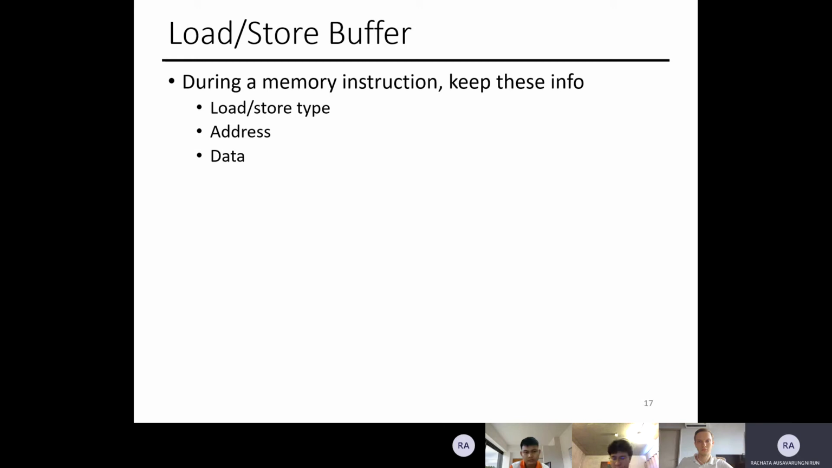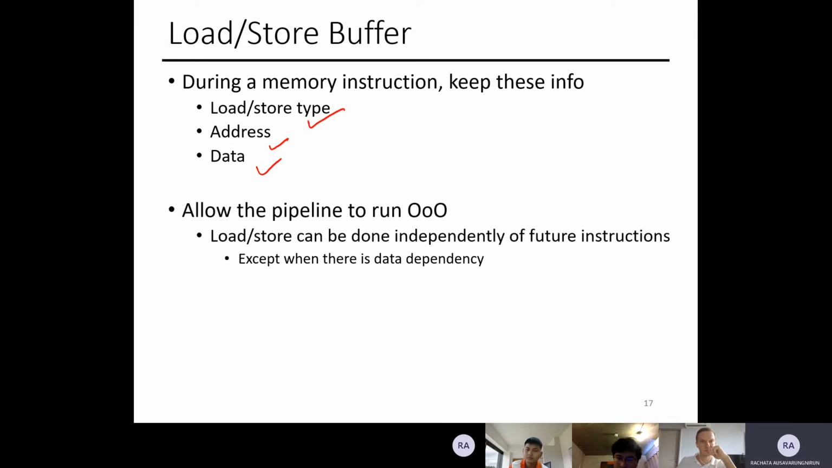During a memory instruction, the way you can do this is you first look at the load store type, address, and data. That's how you can predict what you are loading. And then you allow the pipeline to run out of order. Load and store can be done independently of future instructions because those are done in memory, as long as we commit everything in the correct order.